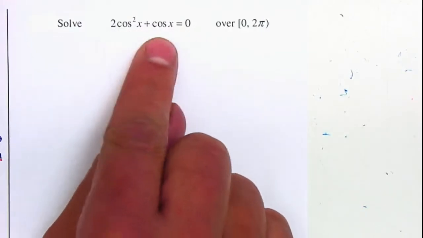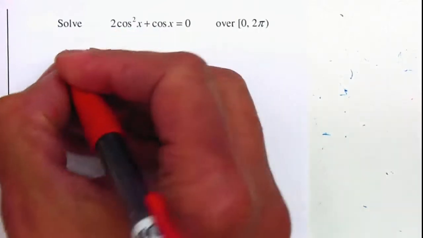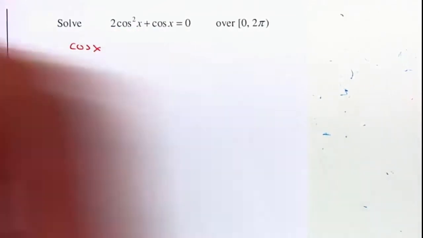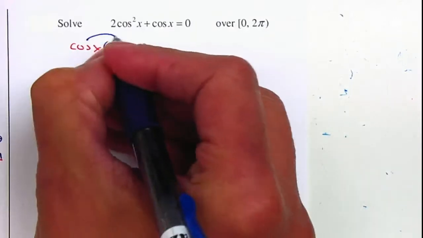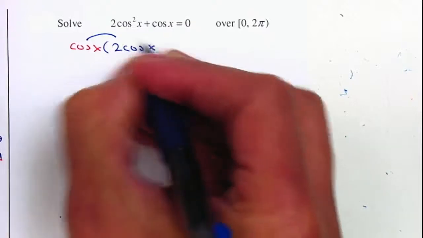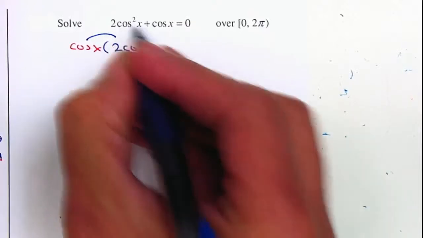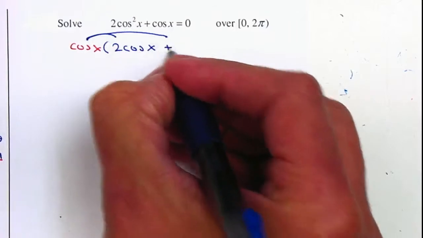There are only two terms, and they both have a cosine, so I'm going to factor out cosine x and see what's left behind. What do I need to multiply cosine x by to end up with 2 cosine squared x? It will be 2 cosine of x. What do I need to multiply cosine x by to end up with cosine x? It will be positive 1.